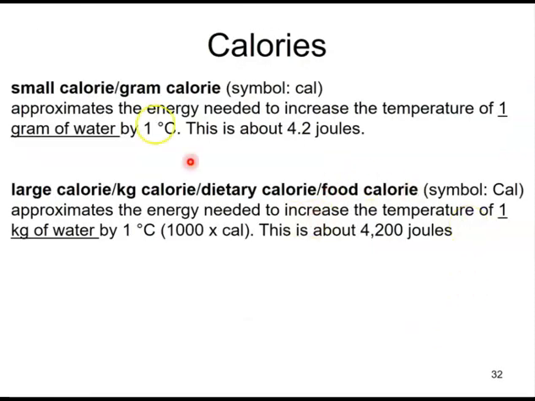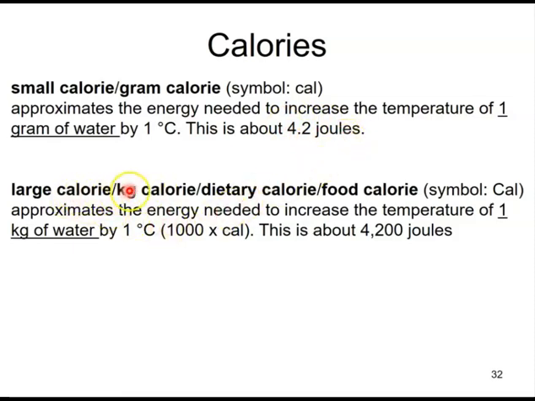Okay, so again, I mentioned before the bomb calorimetry. We can do kilocalories or joules. The idea of a calorie is that it's basically able to increase the temperature of 1 gram of water by 1 degree Celsius. So it equals about 4.2 joules.